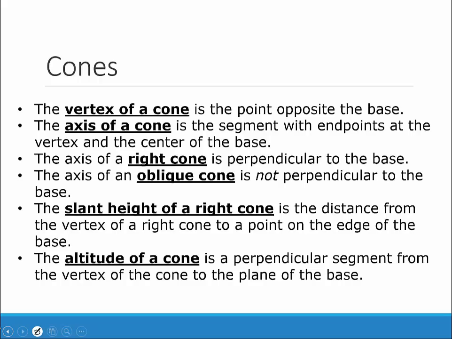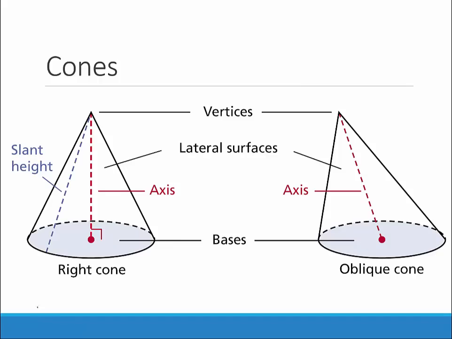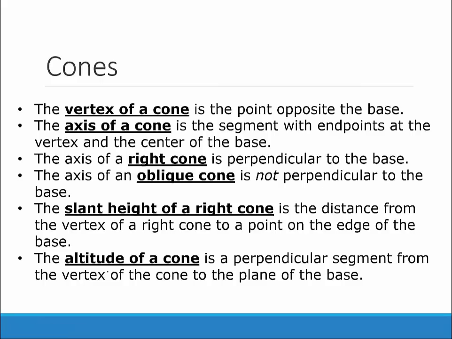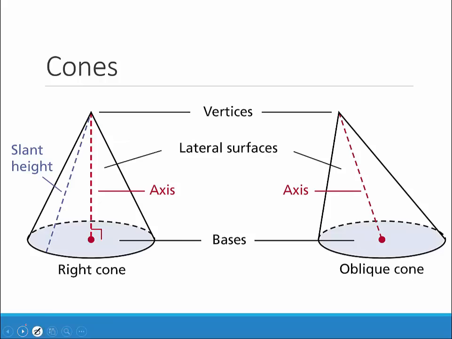We still have a slant height of a right cone, and it's the distance from the vertex of a right cone to a point on the edge of the base. The altitude of a cone is the perpendicular segment from the vertex to the plane of the base. So for a right cone, the axis and the altitude are the same thing. But for one like this, the altitude would be this distance here where the axis is crooked.